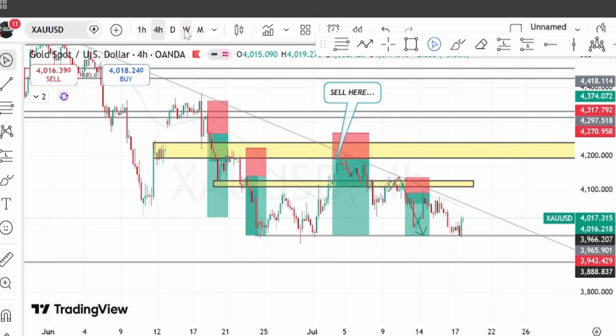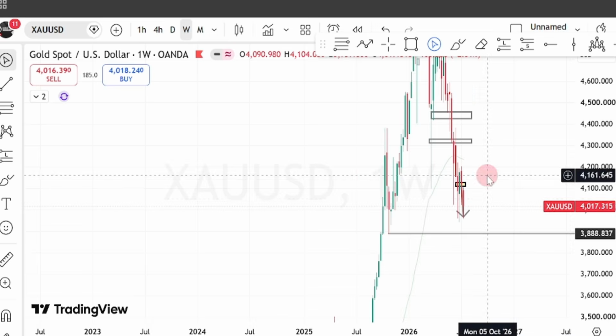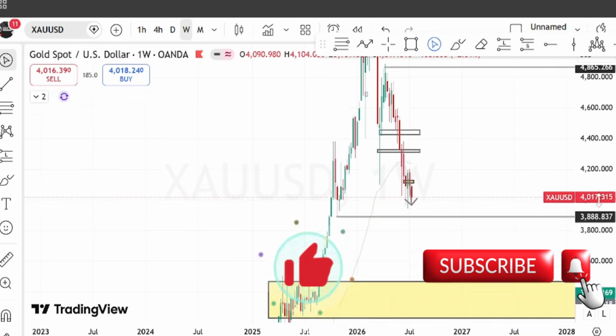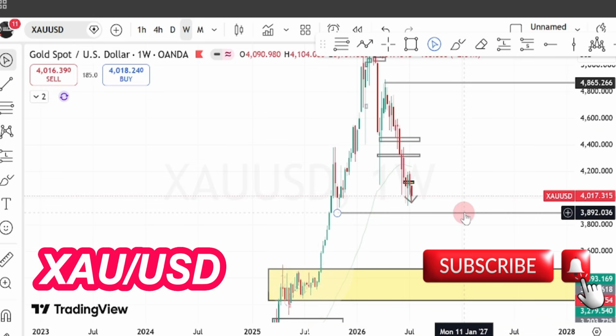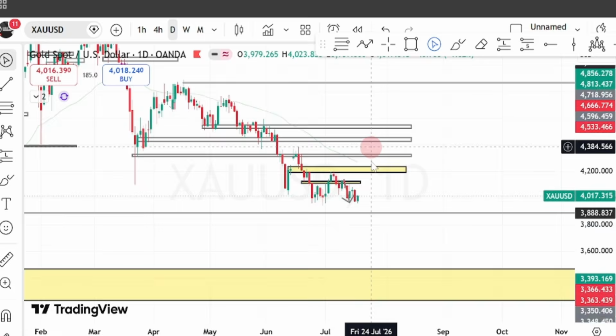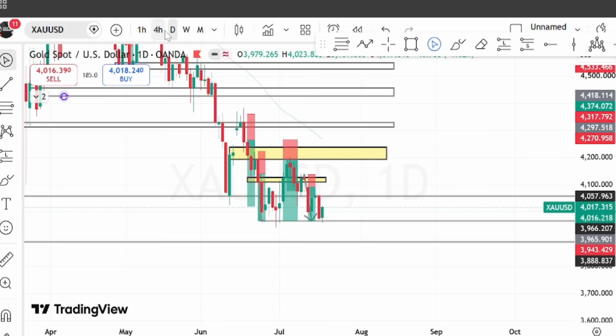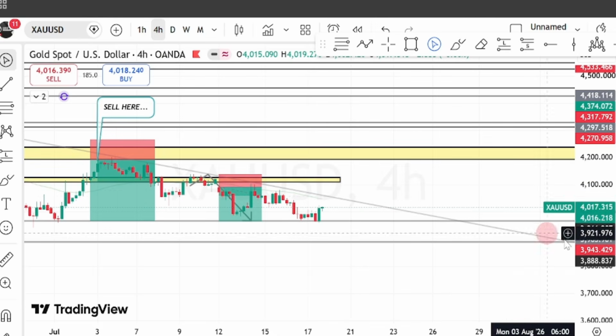Okay, so let's check the weekly time frame, how price looks on the weekly time frame. Like I told you guys, overall we are heading to 3892 ounce to the downside on the weekly time frame. Price is closing very much bearish. Let's check the monthly time frame. Okay, nothing much on the monthly and daily time frame.